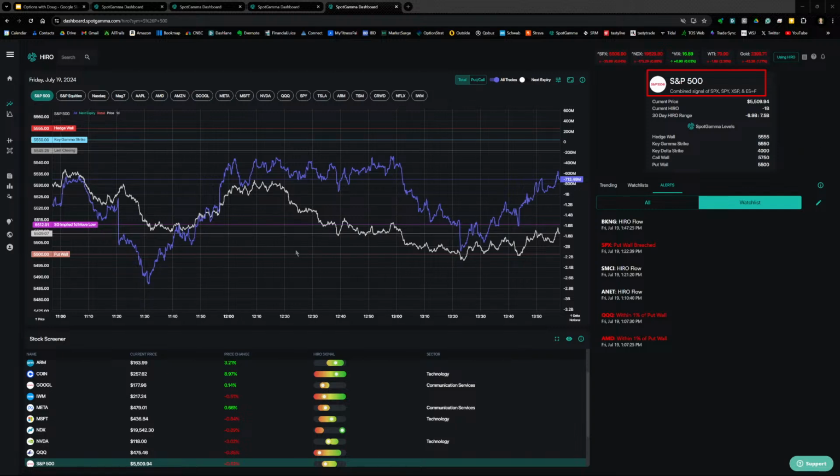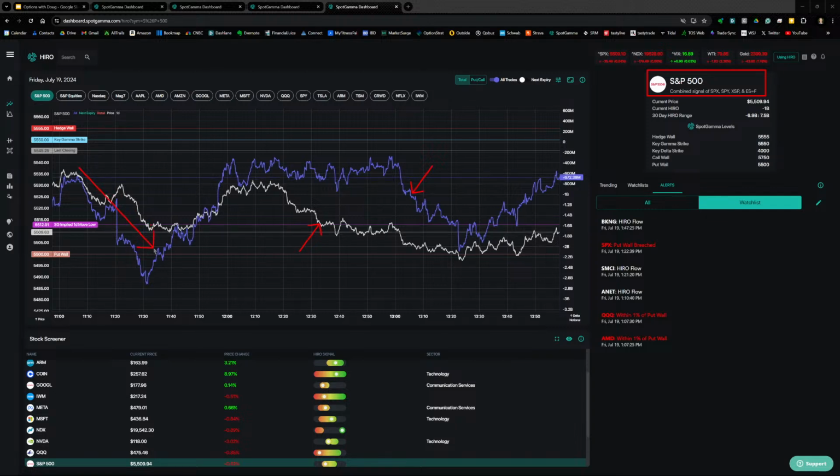There are two lines on this chart. The first line is price for SPX, and the second line, the purple line, is the hero signal. Again, that's hedging impact real-time options, HIRO, showing options trades, market maker hedging activity in real time. A falling hero signal indicates traders are taking negative delta options positions. They are buying puts and or selling calls. And a rising hero signal indicates they are taking positive delta positions. They're buying calls and or selling puts. So that's the index signal.